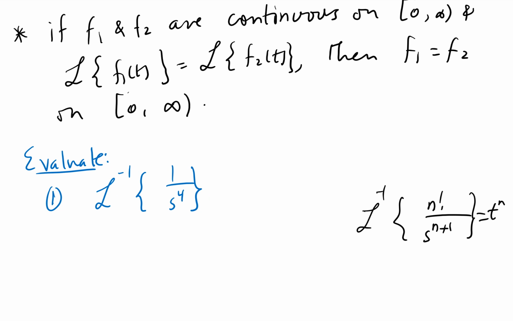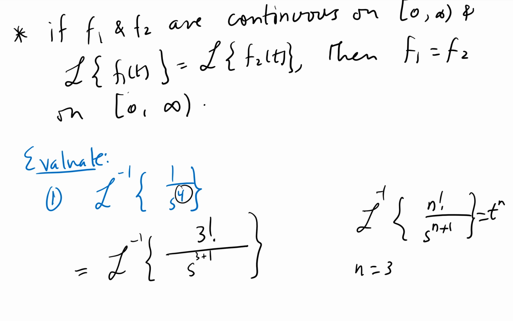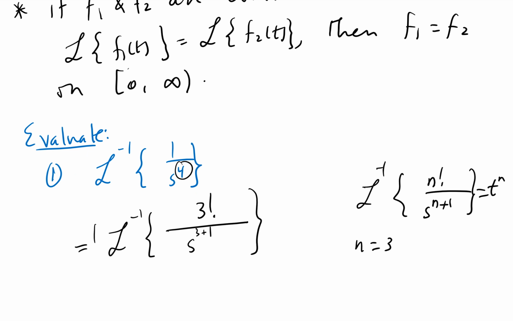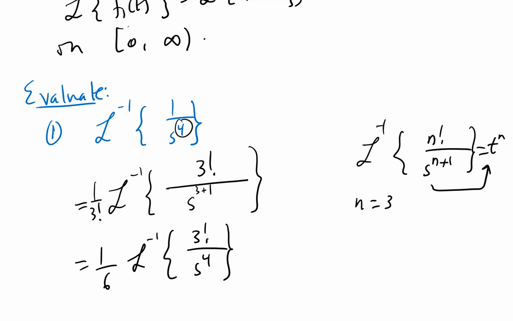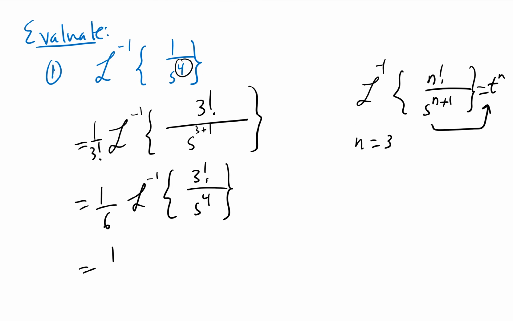So how do we get this to look like that? Well, the first thing I do is I rewrite it. This is s to the 4, and 4 means 3 plus 1. This means n is 3 here. So on the top you have to have 3 factorial. But you can't just put 3 factorial there. You have to multiply by the reciprocal outside. So 1 over 6 times the Laplace inverse of 3 factorial over s to the 4th. If you look at this formula, it gives you t to the n, where n is 3. So 1 over 6 times t to the 3rd, or t cubed over 6.